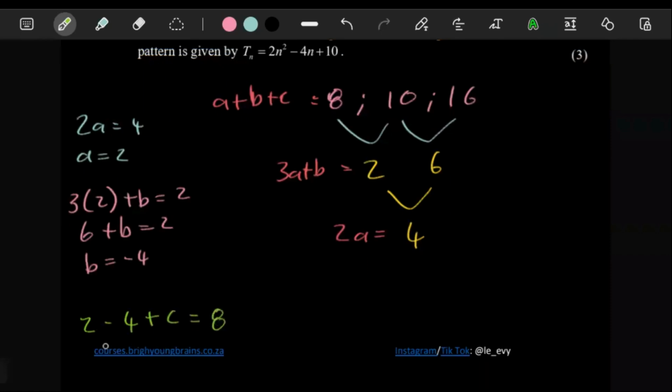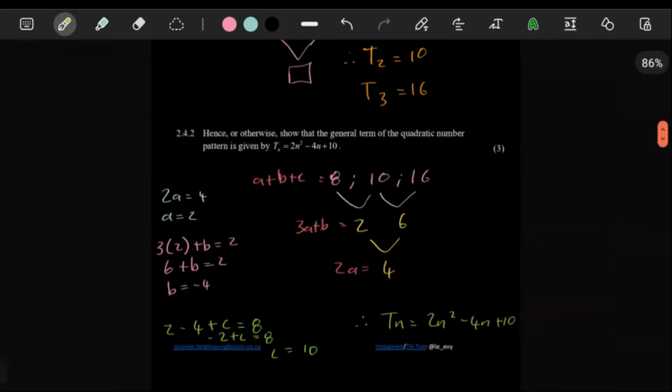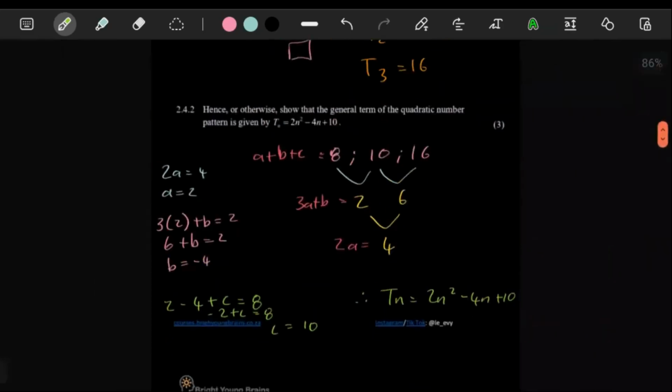Working out a value of c, there's 2 minus 4 here, right? So that's like minus 2. And then the minus 2 goes to the other side. You're going to have c equals 8 plus 2, which is a 10. So all this is promising, because you see negative 4, positive 2, and then positive 10. So here we can then say, therefore, Tn is equal to 2n squared minus 4n plus 10. Then you get your 3 marks. Then you move on.